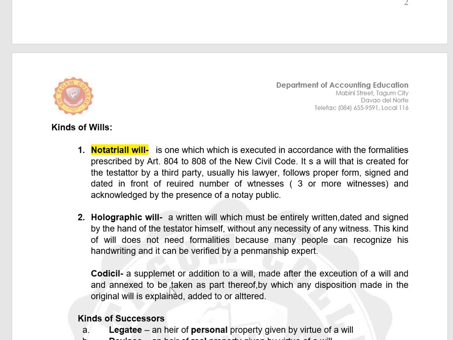Okay? So yung codicil naman is a supplement or addition to a will made after the execution of a will and annexed to be taken as part thereof, by which any disposition made in the original will is explained, added, or altered. Meaning like changes sa original will.